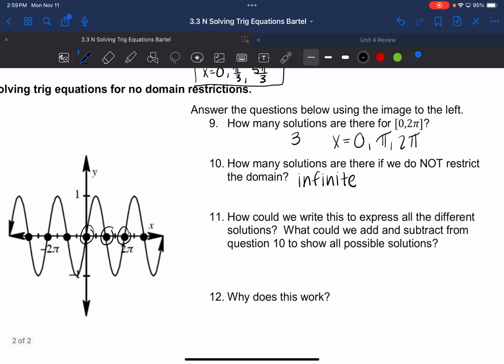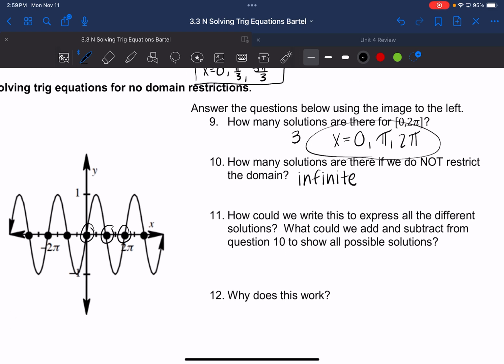Okay, so it says, how could we then write it to express our different answers, like what we did up here, if it's going to go on forever, if it's going to be infinite? X plus or minus. Well, it depends on which one you want to start with. So if you did start with 0, you could do 0 plus or minus n. Or I could have started with pi and said the same thing, right? Or I could have started with 2 pi and said the same thing.